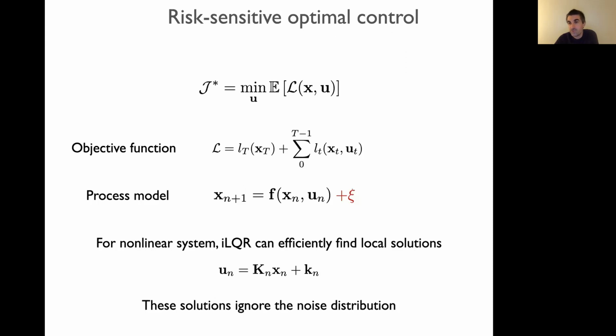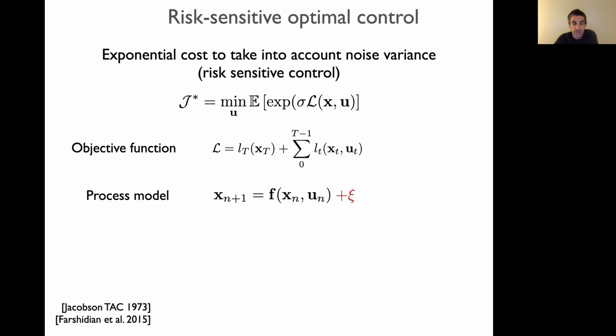Because you say if the variance of the noise becomes high, I would like K to go up, and if the variance of the noise goes down, I would like K to go down, right? In principle, that sounds reasonable. So what people did, actually Jacobson in '73, is risk-sensitive control.